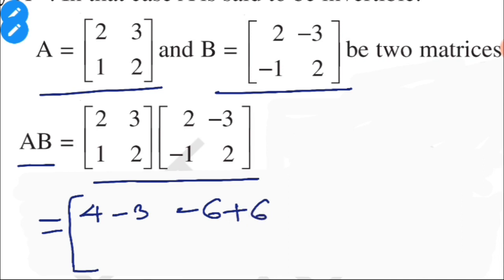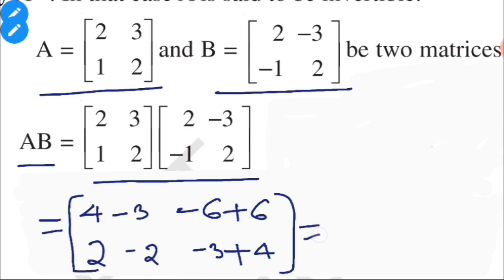Next, second row with the first column: 1 into 2, 2, plus 2 into minus 1, minus 2. Now second row with the second column: 1 into minus 3, minus 3, plus 2 into 2, 4.